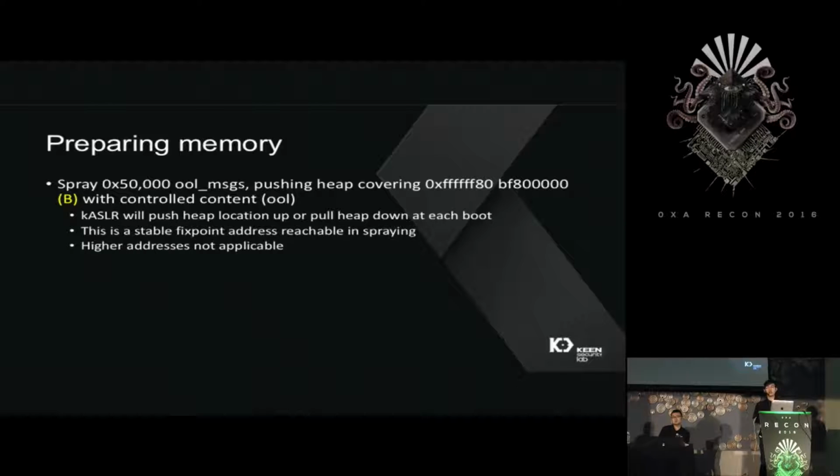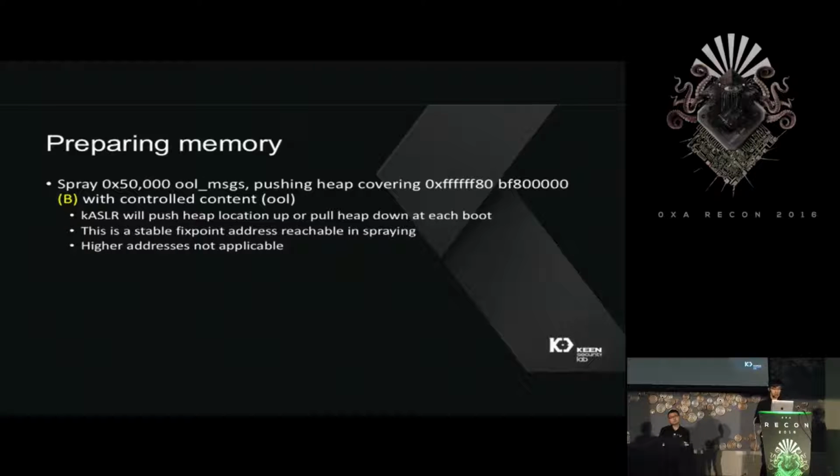So now it seems that we have a way of RIP control, and we need some way to prepare memory. The steps of the memory preparation are listed as follows. First, we will spray some 50,000 OOL messages, all of them double page size. And pushing up the heap, we will cover two key addresses. One of them is BF80, and we can see this is the float representation of -1.